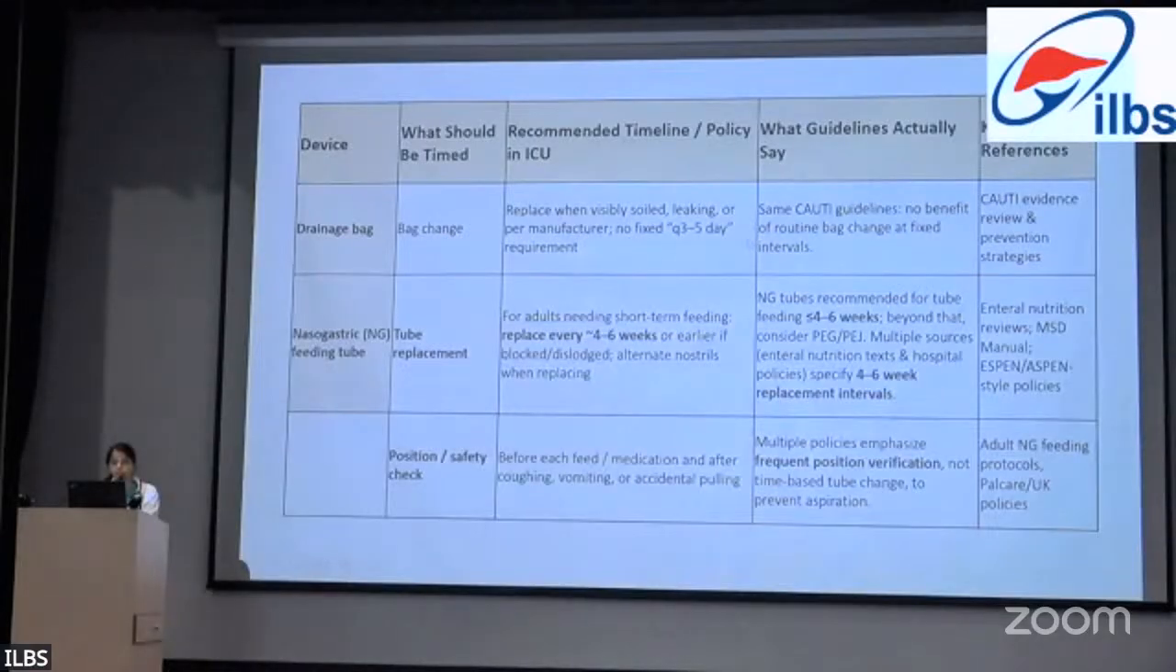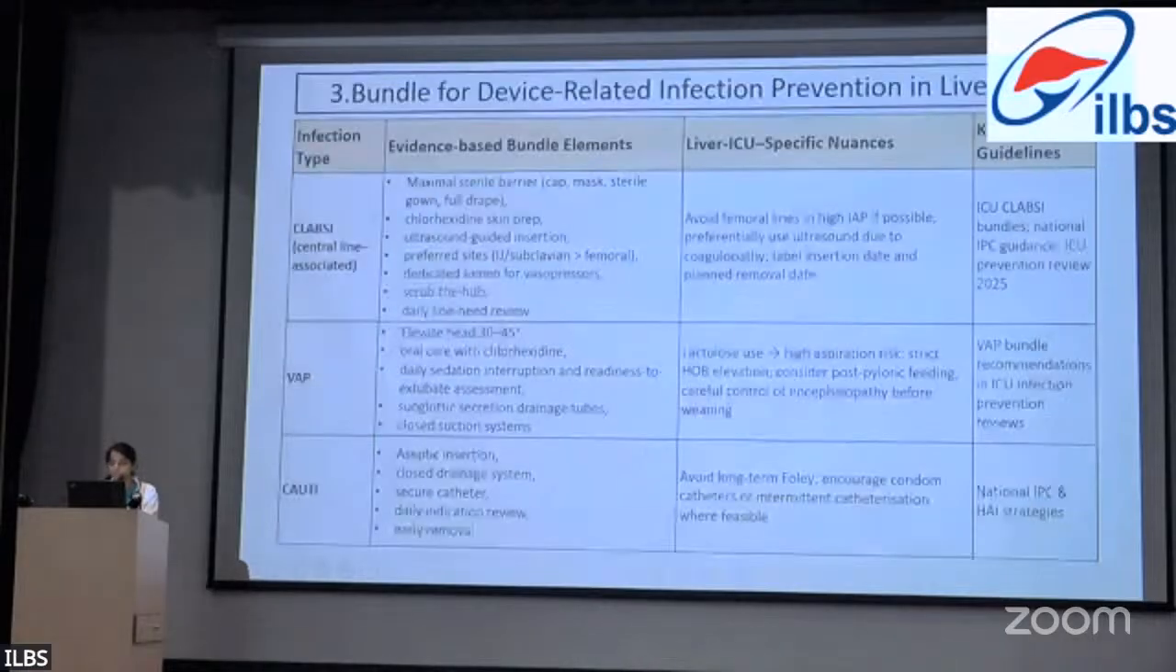No fixed 3 to 5 day requirement is there. Only if it is leaking or soiled, it should be changed. The NG tube should be replaced every 4 to 6 weeks, or earlier if blocked or dislodged. Alternate nostrils when replacing. A position or safety check should be done before each feed or medication, and after coughing, vomiting, or accidental pulling, it should be checked.